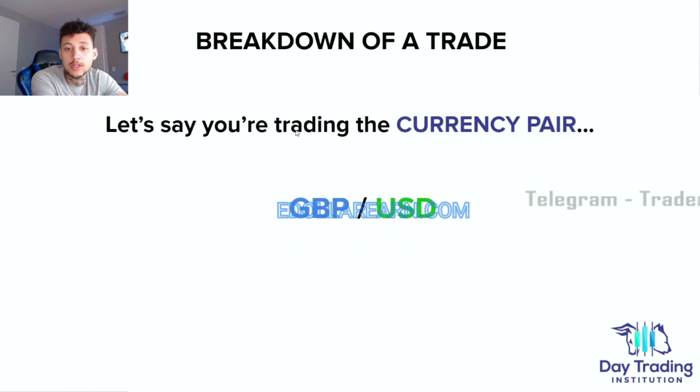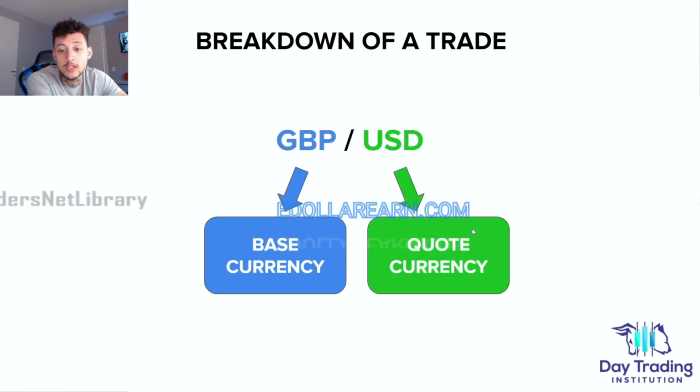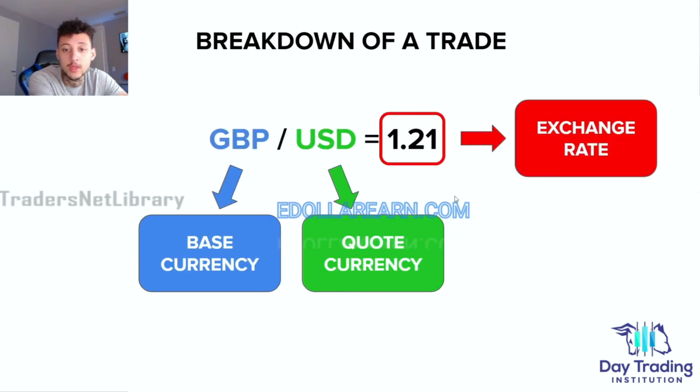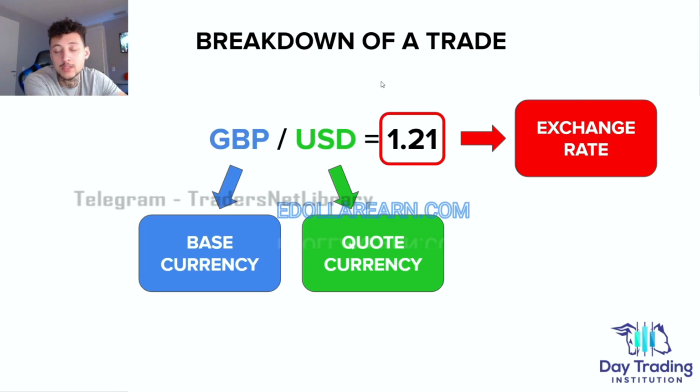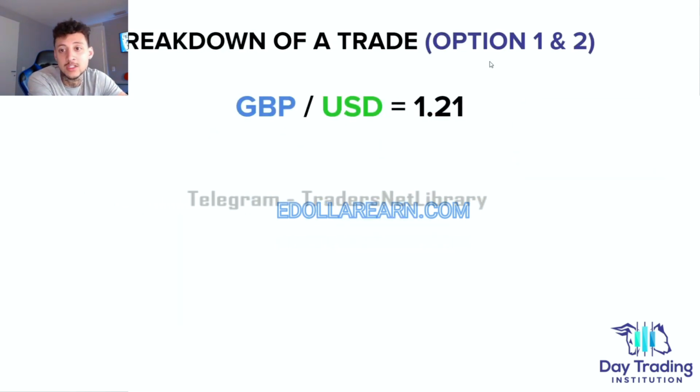Now let's go over the breakdown of a trade. So let's say you're going to be trading the currency pair GBP USD, which, again, let's go back to the basics. GBP is going to be our base currency, and the USD is going to be our quote currency, right? And now GBP USD is, let's say, trading at 1.21, which is the current exchange rate, right? 1.21, let's just say, is the current price between the bid and the ask of the exchange rate that the brokers are going to be selling to us. Now, let's actually break down a trade.